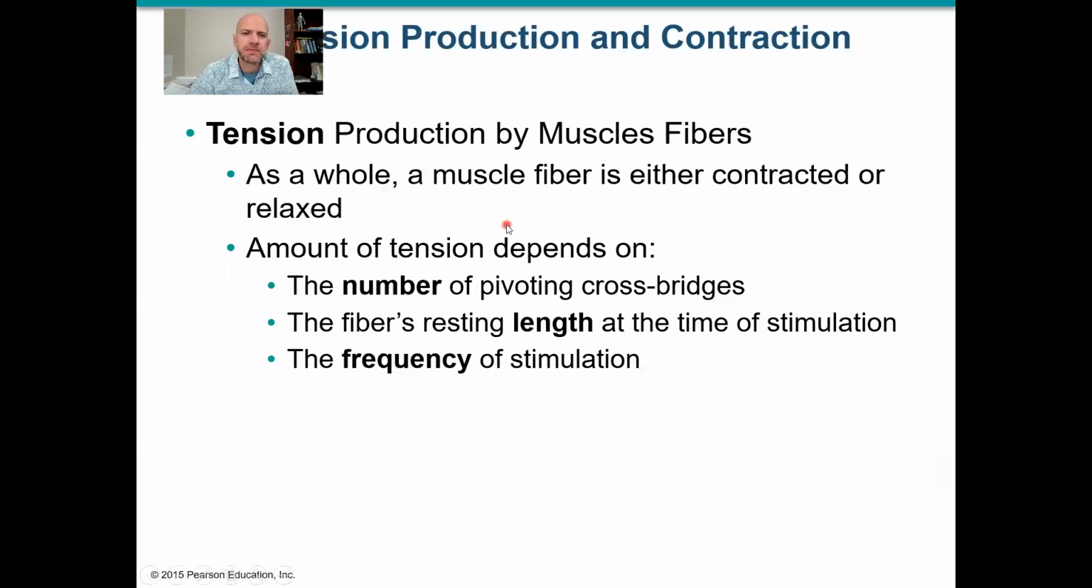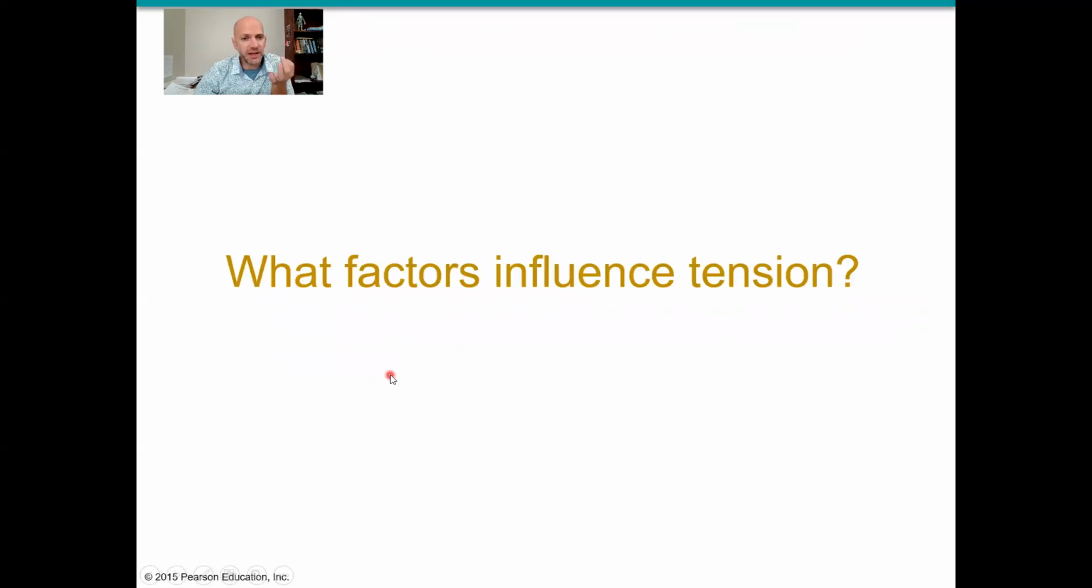All right. So tension is produced by these muscle fibers, as I said. It's a pulling force. There are a number of factors that determine the type and amount of tension. The number of pivoting bridges, the fiber's resting length, and the frequency of stimulation are all factors that we'll talk about. So what are these factors that influence tension?